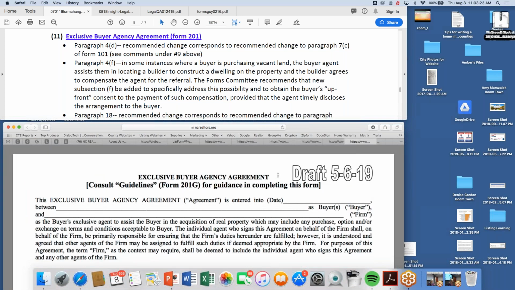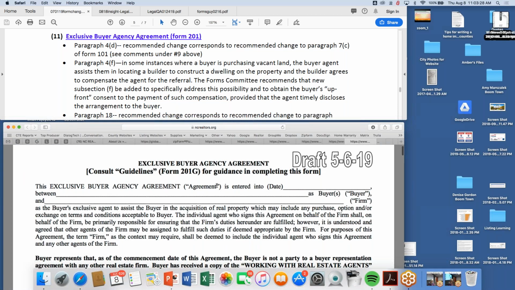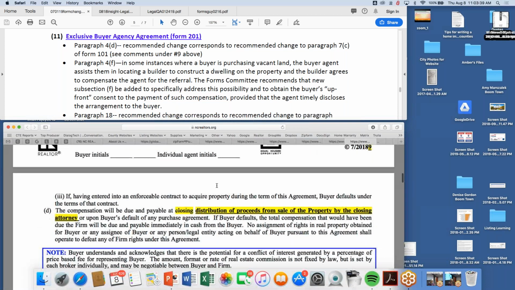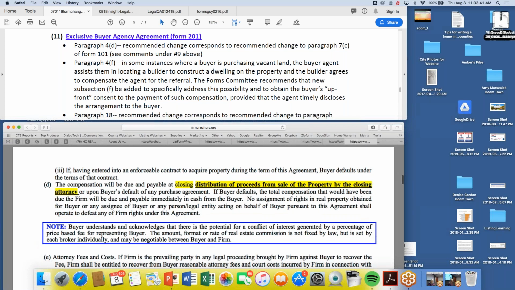So on this form, at the top of the page, it's basically just corresponding to everything else out there. So we will go down to 4D. It's again clarifying what we had in the previous document on when a buyer's agent is due their money. And it's at the distribution of proceeds from the sale of the property by the closing attorney, which I think we can all agree that's what we expect anyway.